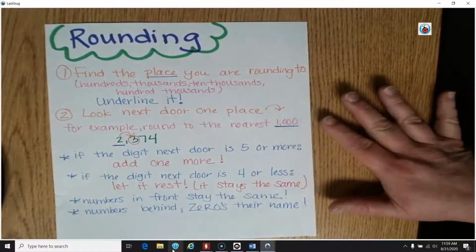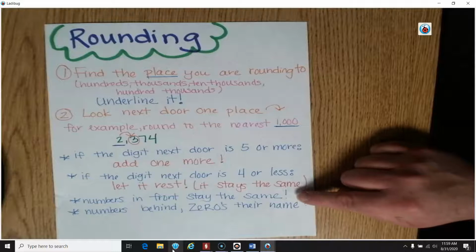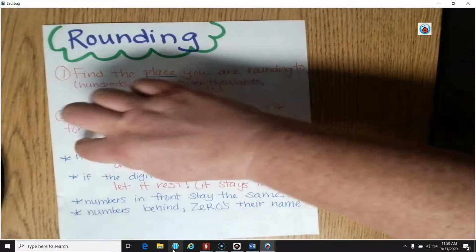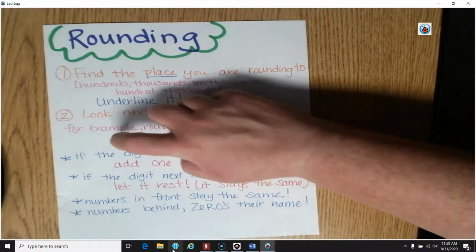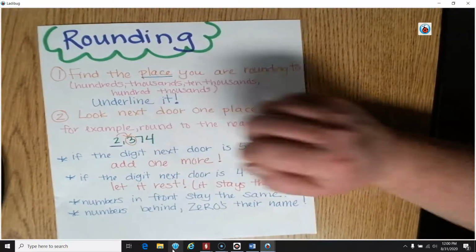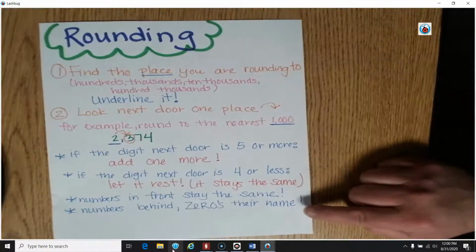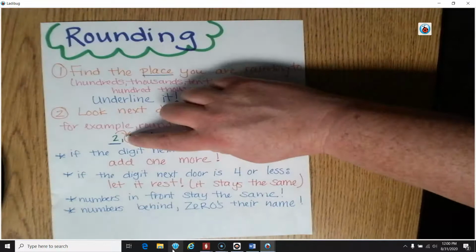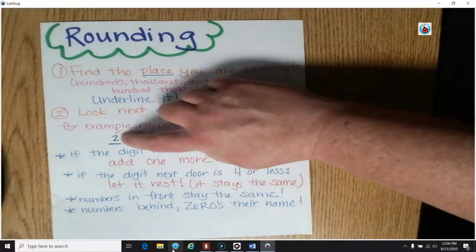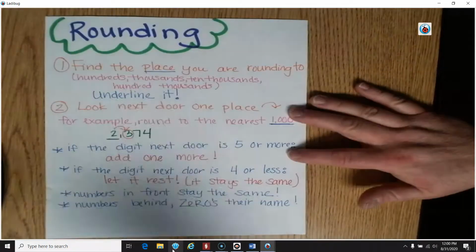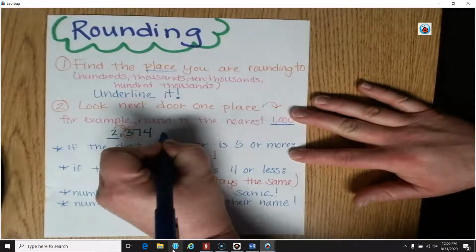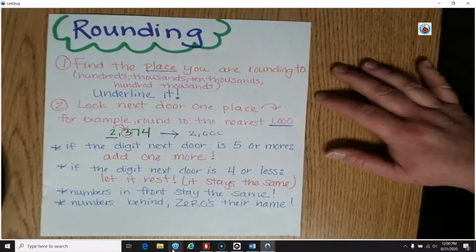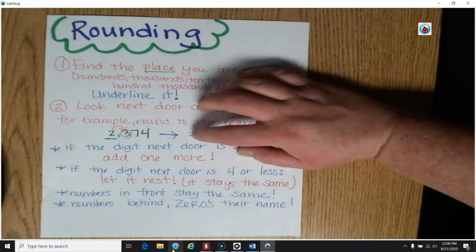Now, a couple more things with this chart. Numbers in front stay the same. So anything in front of what you're rounding does not change. So if we had a 10 or 100,000 here and we were rounding to the 1,000, those numbers on the left of the place we're rounding to would not change. Now, the numbers behind the place that we're rounding to turn to 0. So anything after the place we're rounding to is going to have a 0. So for instance, when we round this to the nearest 1,000, it would become 2,000. Okay, so all of these zeros come behind the place that we rounded to.